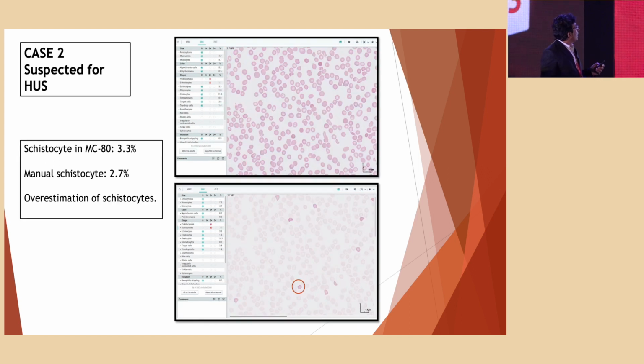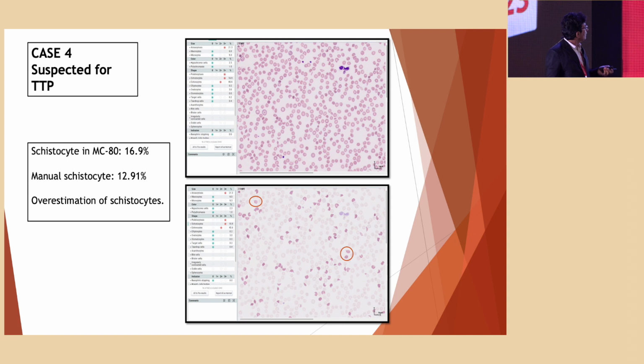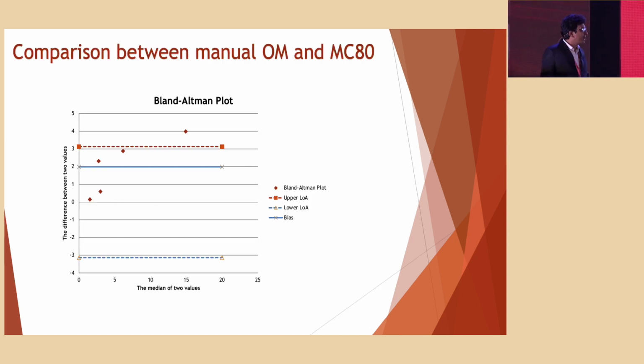As you can see, the round things I've shown are not schistocytes, but they are still counted. This was another case suspected for HUS. We got 2.7%, and MC80 showed 3.3%, so it was quite concordant. This was another concordant case: 1.6 on the machine and 1.45 on optical microscopy. This was 16.9 on MC80 and 12.9 on optical microscopy, so this actually overestimated. And this was 1.58 versus 3.7%.